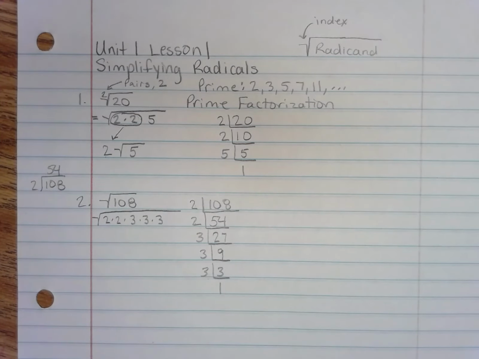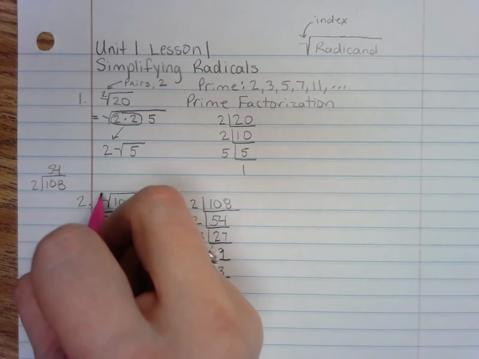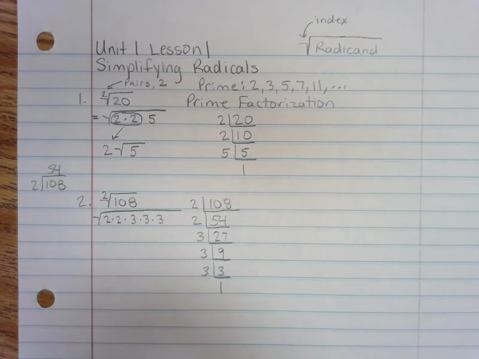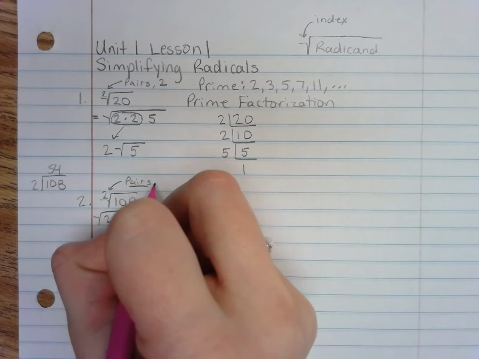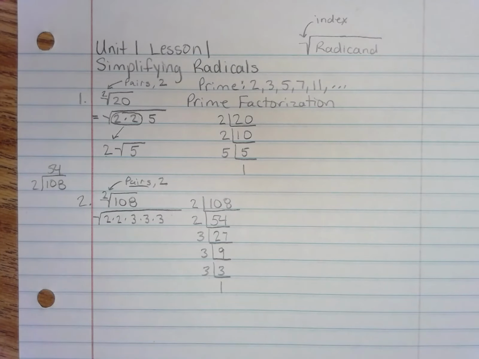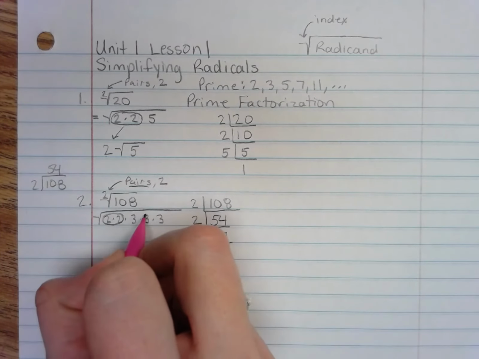And again, we're going to be looking for pairs of like factors because we have an understood index number of 2. If you want to write it in, since this is a square root, you're going to look for pairs of like factors. Pairs mean 2. So I have a pair of 2s. I have a pair of 3s.